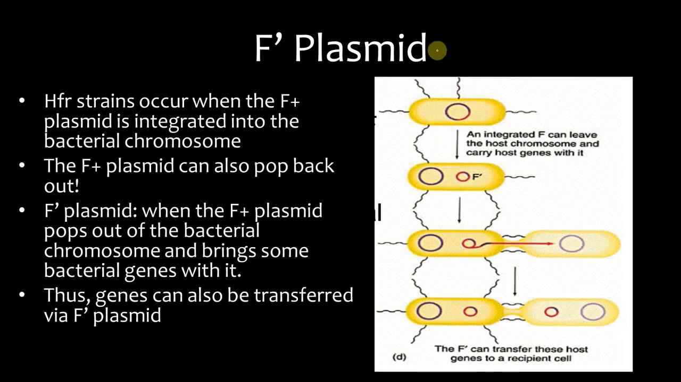Cool, so the last thing that I want to talk about in this video is the F prime plasmid. This is not really important, at least in my class we didn't really talk about the F prime plasmid that much, but it was in lecture and it is something you should be familiar with. So sometimes the Hfr strains occur, and Hfr strains we know occur when the F plasmid is integrated into the bacterial chromosome. But sometimes, just like the F plasmid can go into the bacterial chromosome, it can also pop back out. So that's when you have an F prime plasmid.